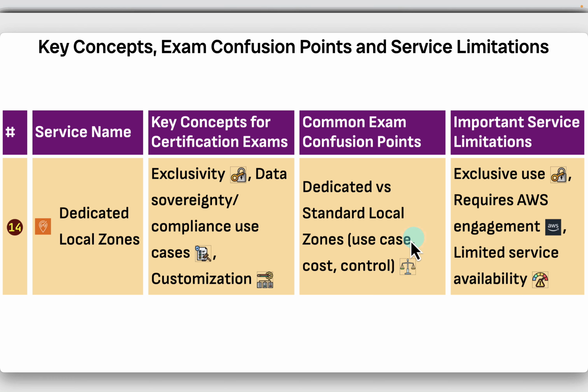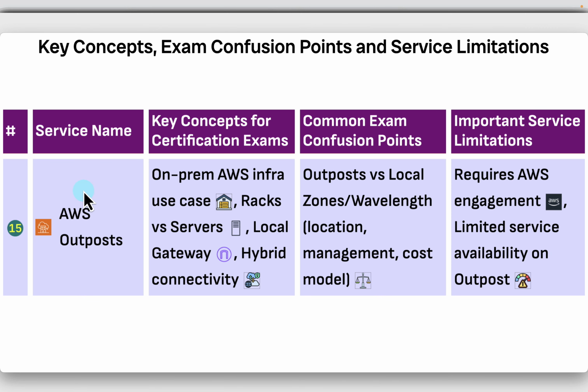So use case, cost control. So these are the factors. Important service limitations: exclusive use, requires AWS engagement. There is limited service availability. AWS has thousands of services, so not all may be available when you go for these particular Dedicated Local Zones.